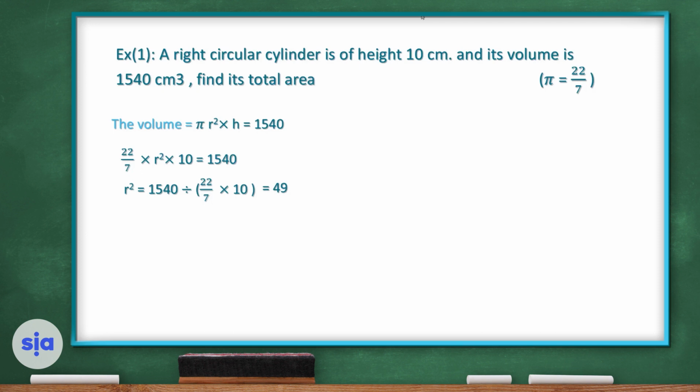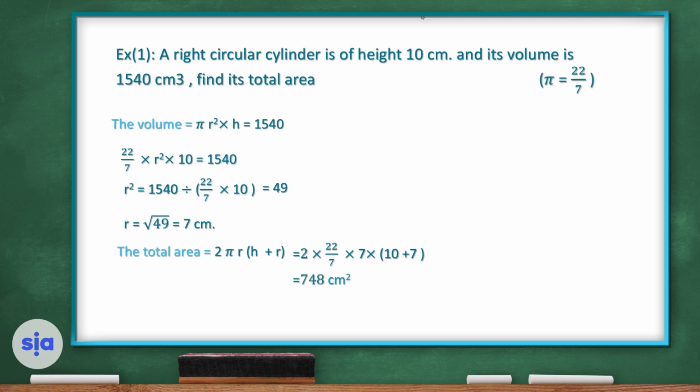So how can we find the radius? The radius is the square root of 49, which is 7 centimeters. But take care that the question is not asking you to find the radius. The question is asking you to find its total area. So the total area is 2 pi r times h plus r. Then it's 2 times 22/7 times 7 times 10 plus 7. Then the total area of this cylinder is 748 centimeters squared.